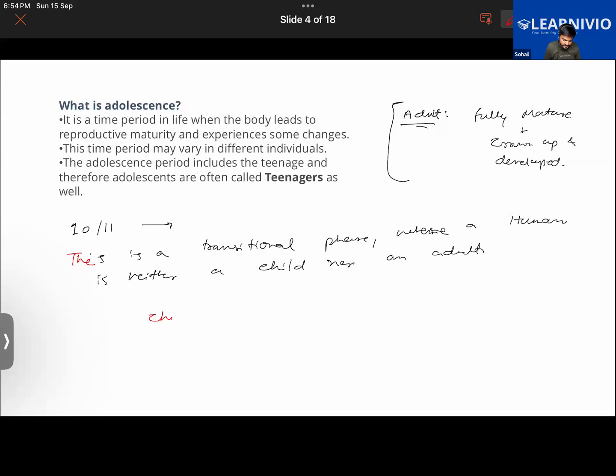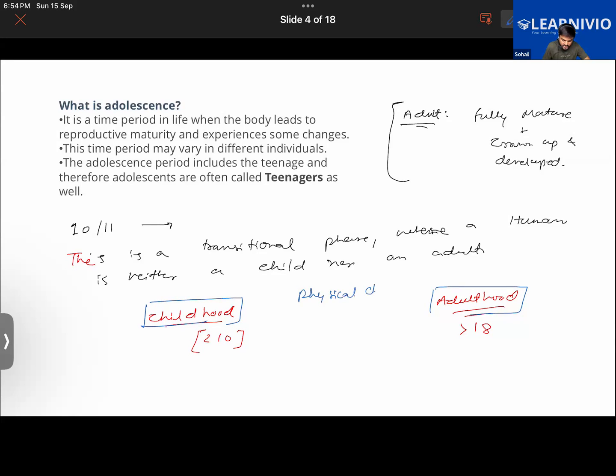Say that this is childhood, which is less than 10 years. That is what childhood is. And this is adulthood, which is more than 18 years. That will be called adulthood. So in between these two periods, the person goes through physical changes plus mental changes.